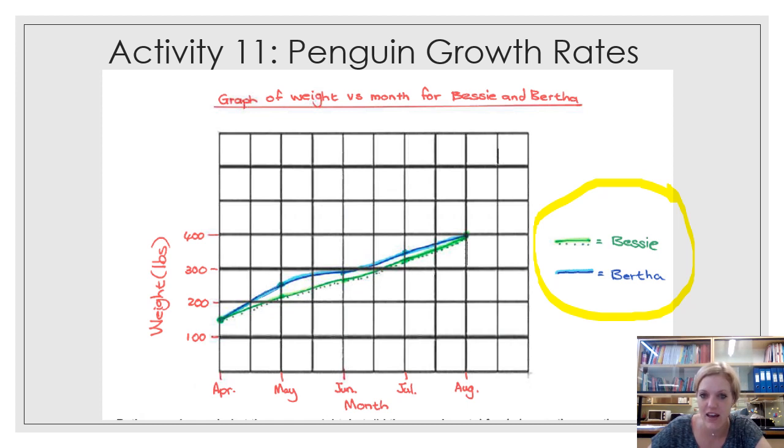Bertha's a little bit heavier in June. July is the same story, but by August they're at the same weight. So they both got to where they needed to be, but one got there quicker than the other, I think. Okay, so please pause this video, this section, draw in what you need to draw in, and make sure that everything is included in your graph.